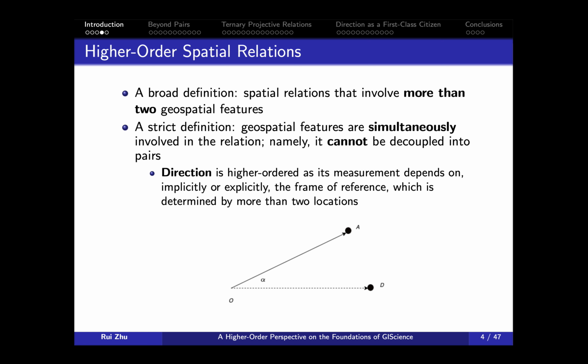In terms of high-order spatial interactions, we define them as the spatial relations or interactions that involve more than two geospatial features in a broad sense. And more strictly, the geospatial features have to be simultaneously involved in the relation. Namely, it cannot be decomposed into a set of pairs. For example, computing the directional angle requires at least three points, so it is a high-order measurement here.